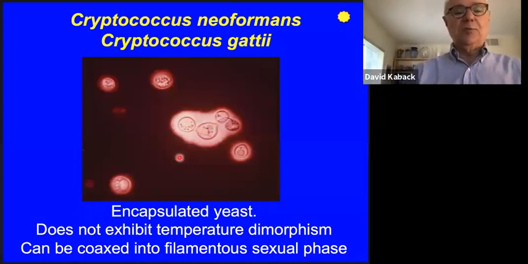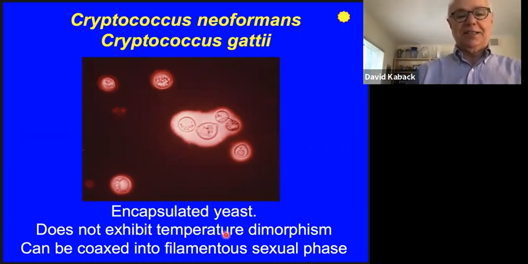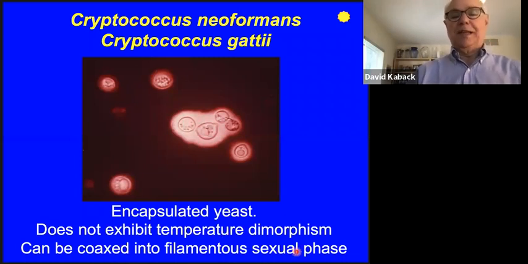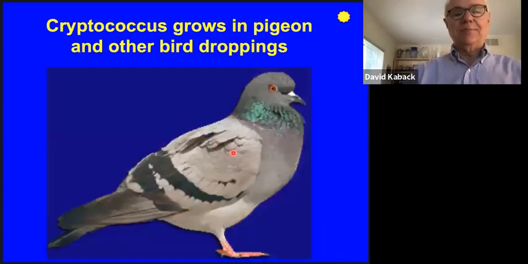But this is slow meningitis, okay? Now, it doesn't exhibit that classic temperature dimorphism, but you can coax it into a filamentous sexual phase if you know exactly what to do. And this organism also grows in bird droppings. I want to point that out.